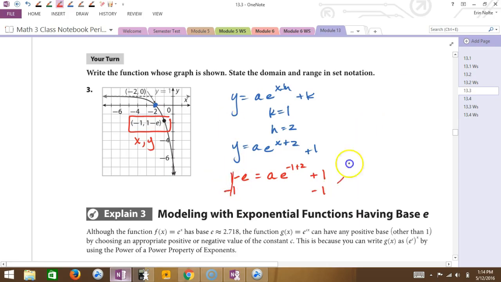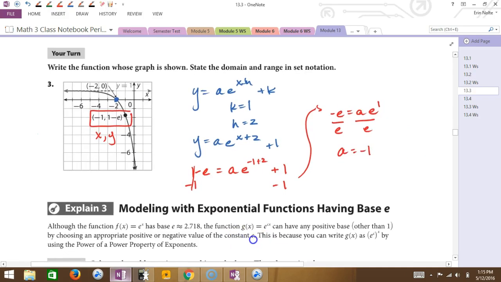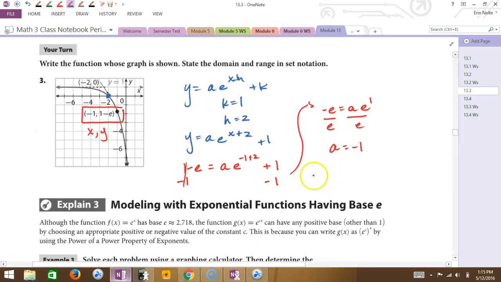So I'm going to write this up here now. Negative e is equal to a times e to the, what's -1 plus 2? 1. And e to the first power is still e. So what's my last step if I have a times e? Divide by e. What's negative e divided by e? -1. So my a value is simply -1. That makes my equation y equals -1 times e to the x plus 2 plus 1.